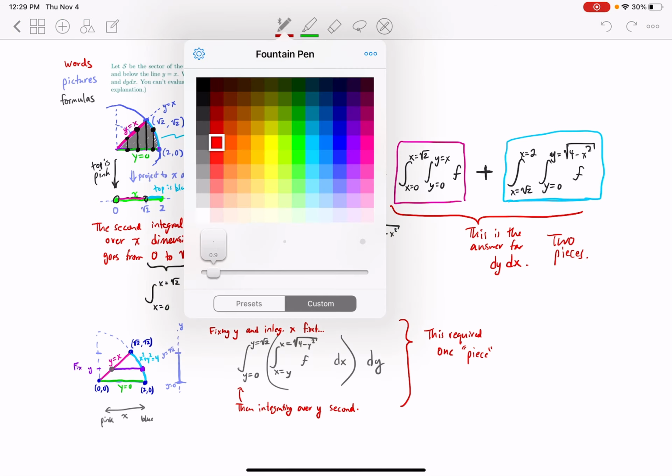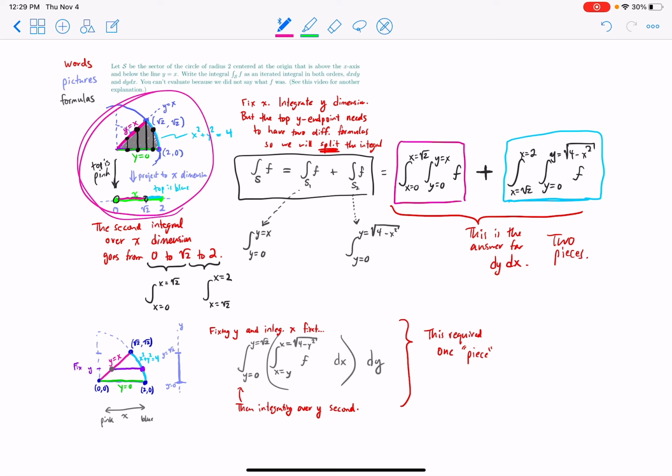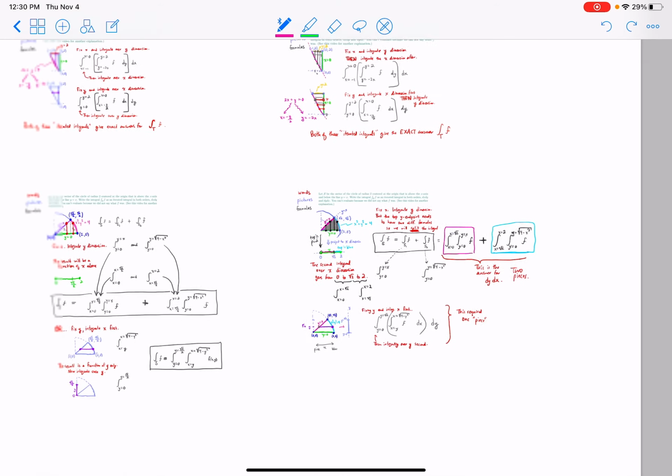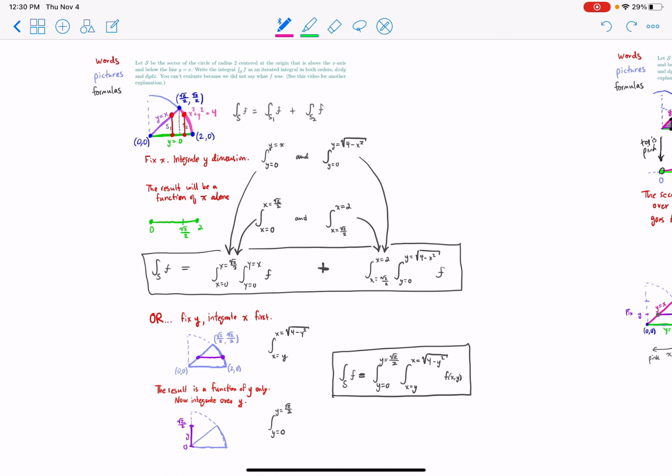Notice here, I really like having 2 pictures, because when you project it down, whatever you integrate over second, it's easier to see where it should go, and you're not confused by the curves anymore. Same thing here. First we go here, and then we're integrating y second, and so I project the whole picture onto just the y dimension, so I can very easily see that the 2 numbers are y equals 0 and y equals root 2. Okay, here's another version of the same answer.